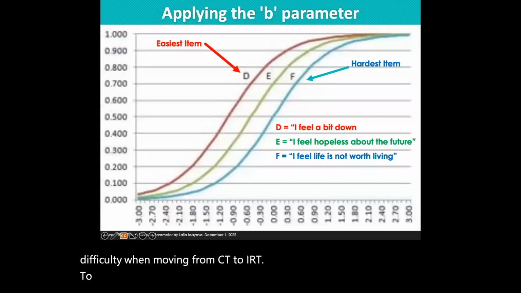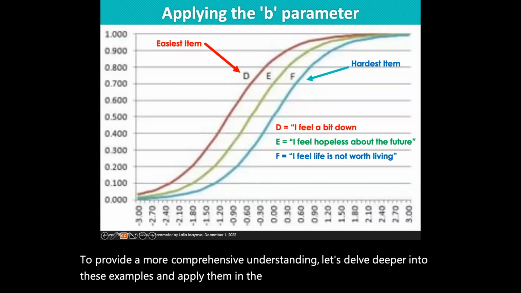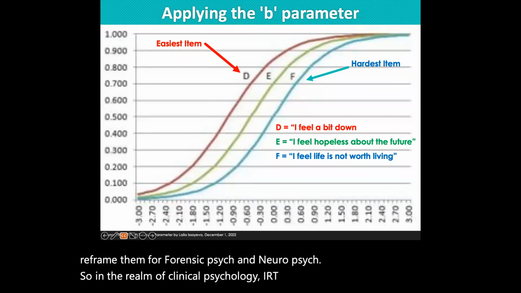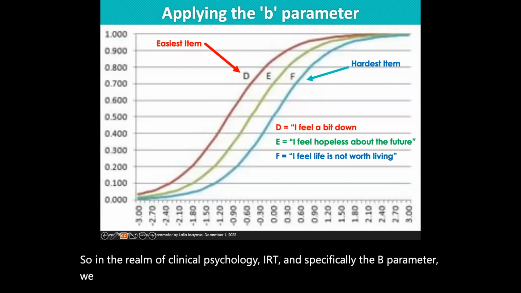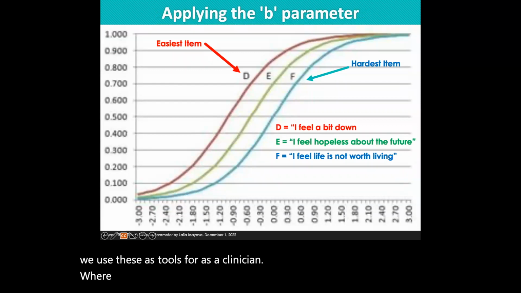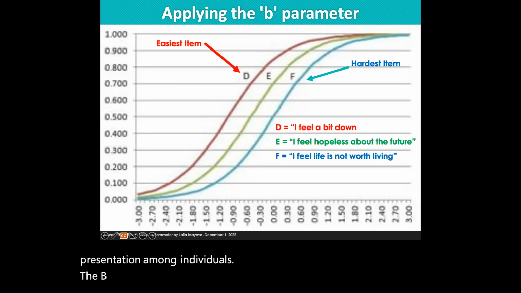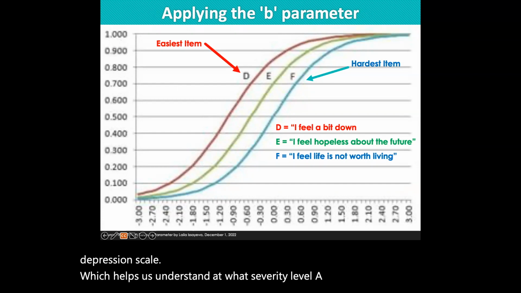To provide a more comprehensive understanding, let's delve deeper into these examples and apply them in the field of clinical psych, and then reframe them for forensic psych and neuropsych. So in the realm of clinical psychology, IRT, and specifically the B parameter, we use these as tools as a clinician. We're often tasked with diagnosing, assessing, and treating mental health conditions such as depression, which can greatly vary in severity and presentation among individuals. The B parameter allows us to gauge the difficulty level of each item on a depression scale, which helps us understand at what severity level a person is likely to endorse that item.